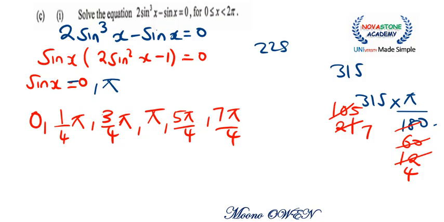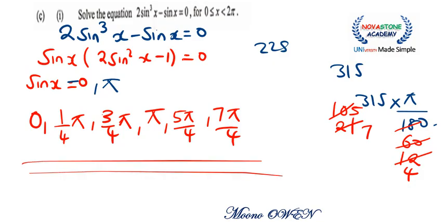So these are all the solutions that they want. All 6 solutions are valid because they're in the range from 0 to 2 pi. 2 pi is 360. So this is how we solve this question.